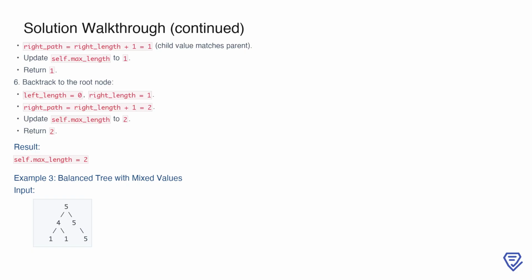Back at the root node, we again calculate left_length and right_length. Here, left_length remains 0 because there is no left child, but right_length is 1, as returned from the second node. This allows us to calculate right_path as right_length plus 1, which equals 2. With this, we update self.max_length to 2, reflecting the longest Univalue path in the tree. The function then returns 2. Overall, the result is a longest Univalue path of length 2.